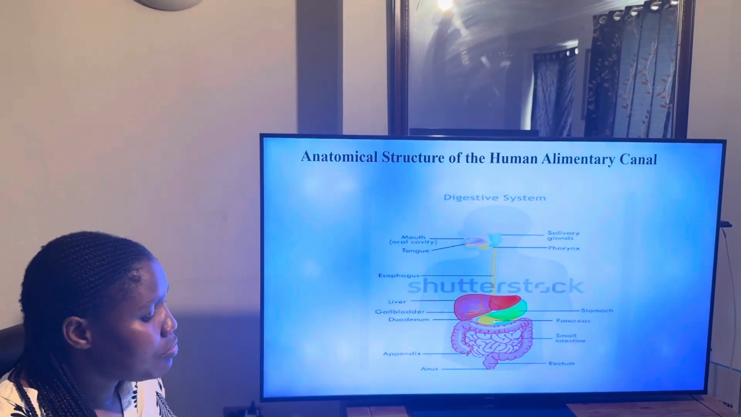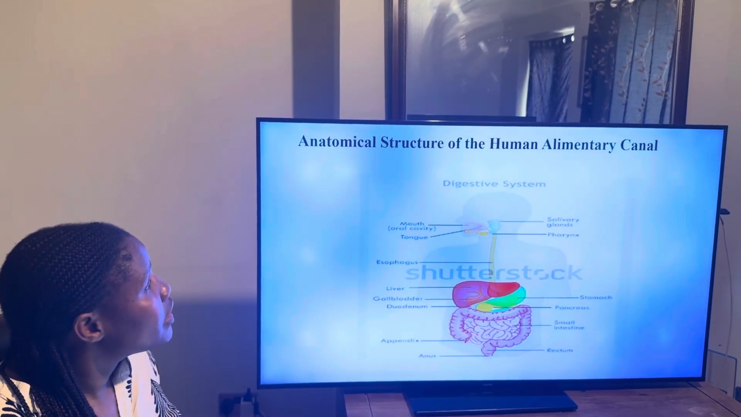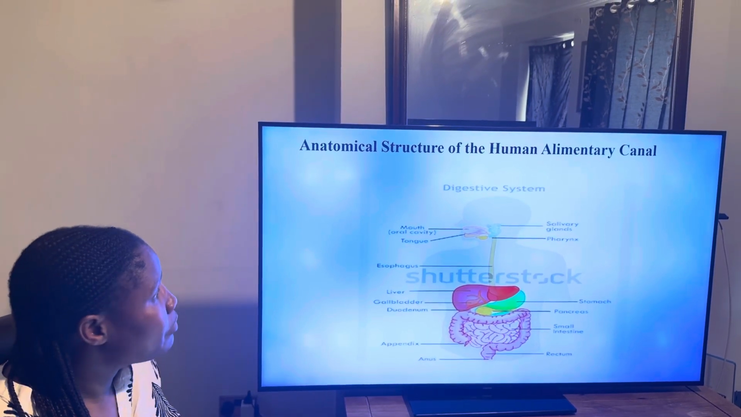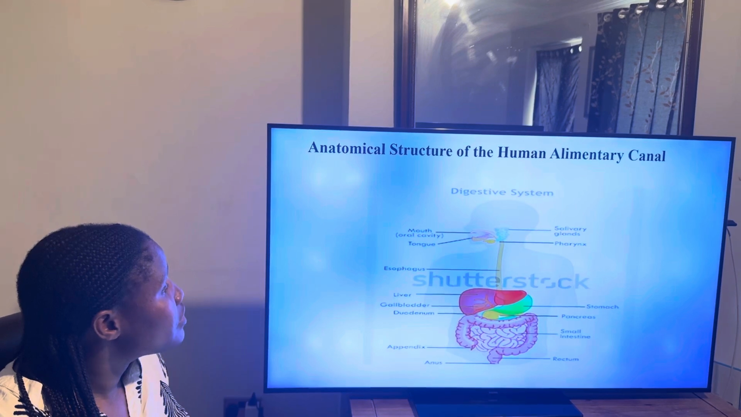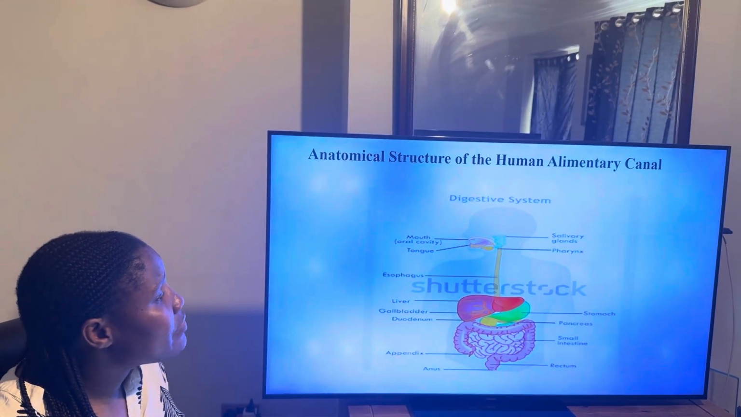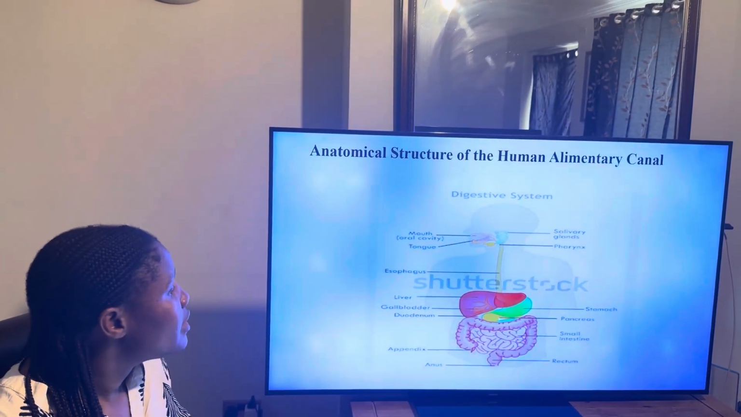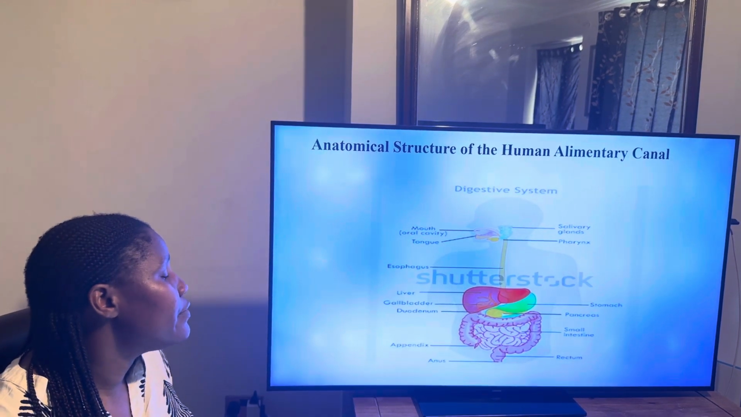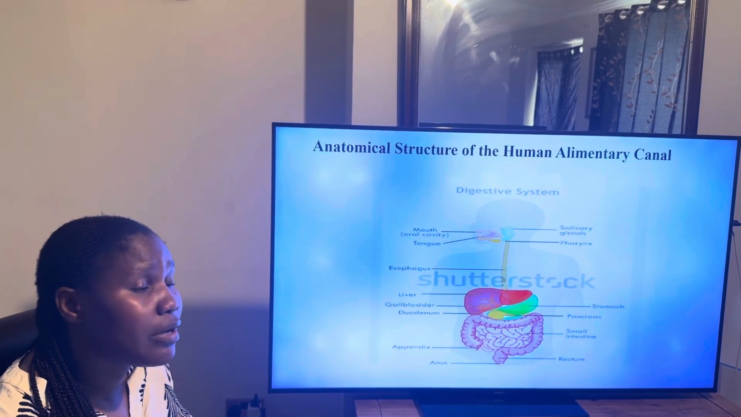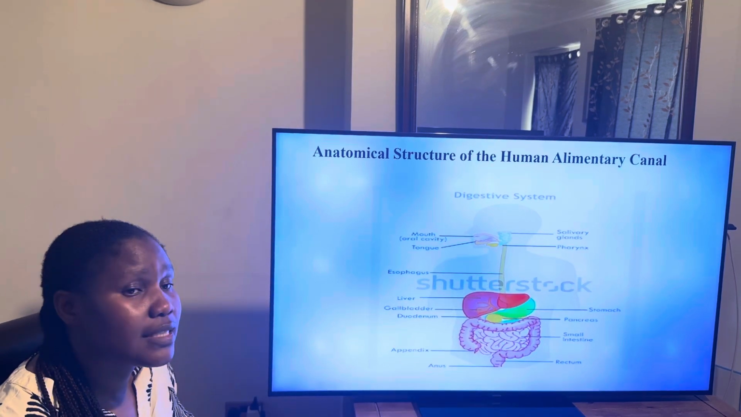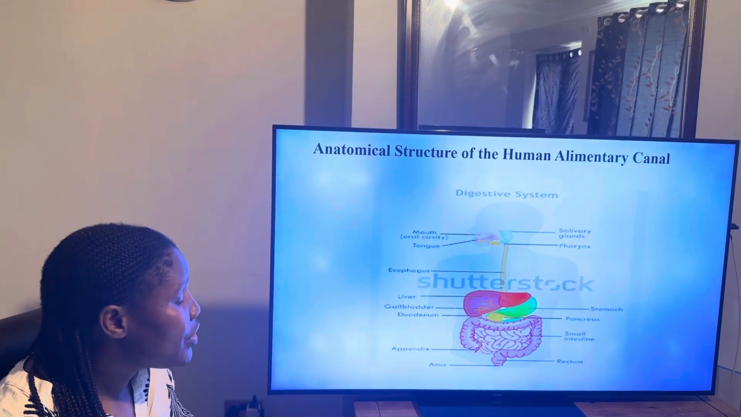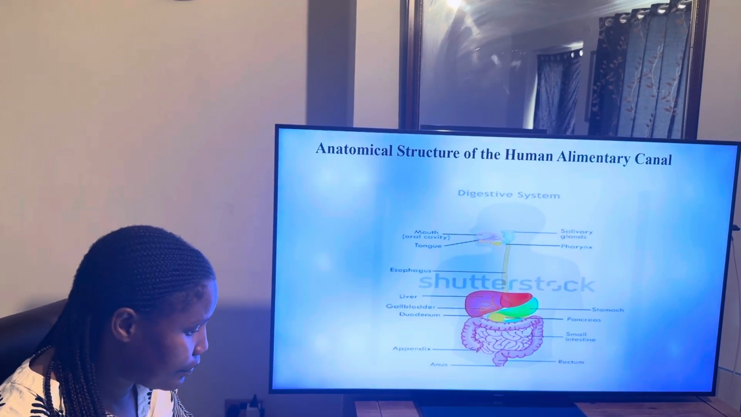We have the anatomical structure of the human alimentary canal as shown on the diagram. We have the mouth, which is also the oral cavity, the tongue, salivary glands, the pharynx, esophagus, the liver, gallbladder, duodenum, the stomach, the pancreas, small intestines, appendix, rectum, and the anus.